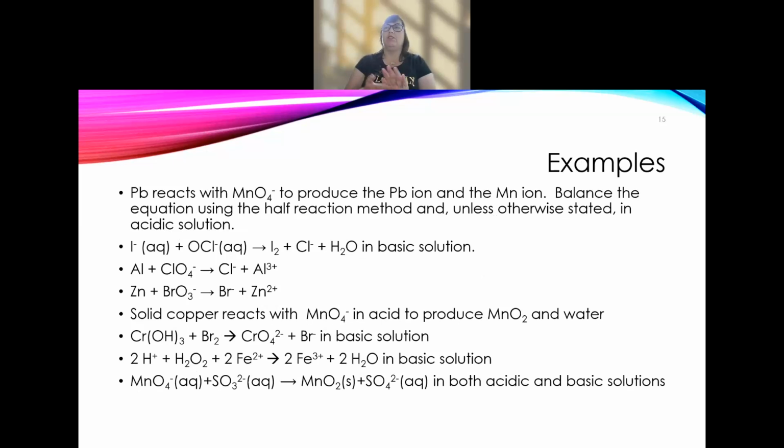So the first thing I'm going to talk about is Pb reacts with MnO4 minus to produce the Pb2+ ion and the Mn2+ ion. Balance the equation using the half reaction method and, unless otherwise stated, in acidic solution. That statement, use the half reaction method and, unless otherwise stated, in acidic solution, is supposed to apply to everything. So that's what we're talking about there.